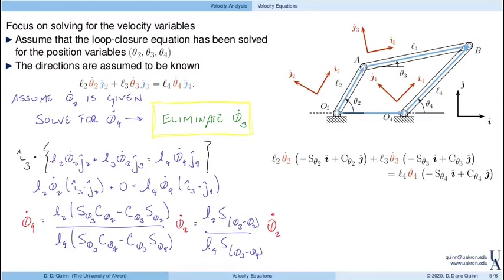So we're able to, again, with this vector equation, eliminate theta 3 dot and then solve for theta 4 dot in terms of theta 2 dot. Again, this input speed of link 2, maybe it's the known quantity, and we're looking for the output speed of link 4.